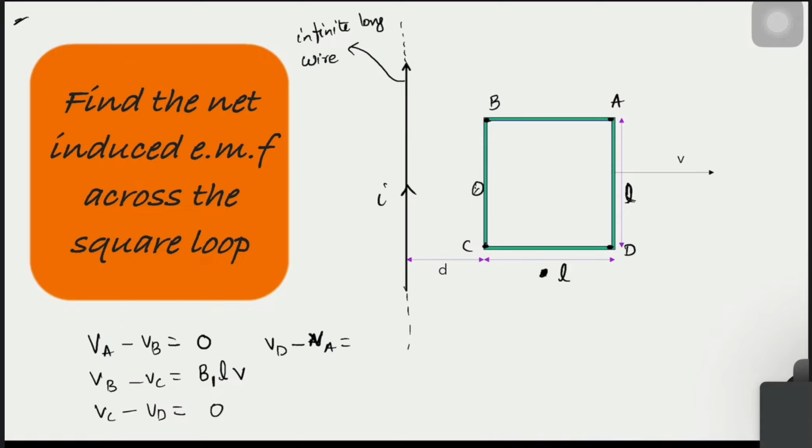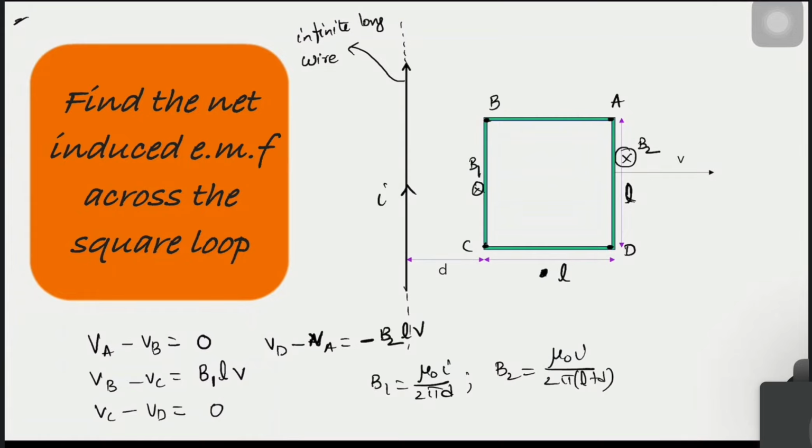Magnetic field will be definitely inwards. So here let's say it is B1, here let's say it is B2. Now coming to the value of B1, B1 will be mu naught I by 2 pi D. Same way, what would be the B2 value? Mu naught I by 2 pi into L plus D. Next, coming to VD minus VA, A will be at higher potential. So this will be minus B2 LV.